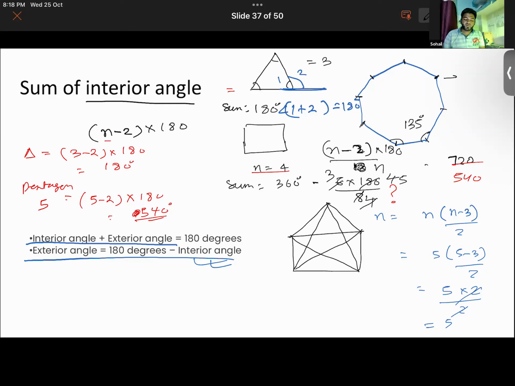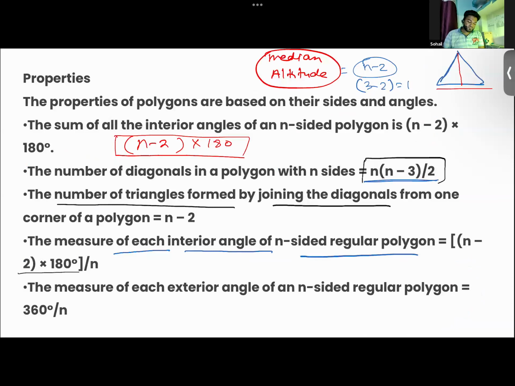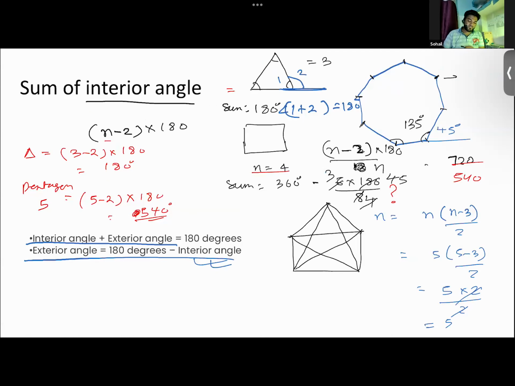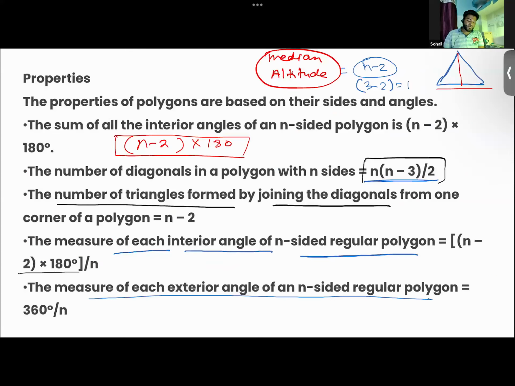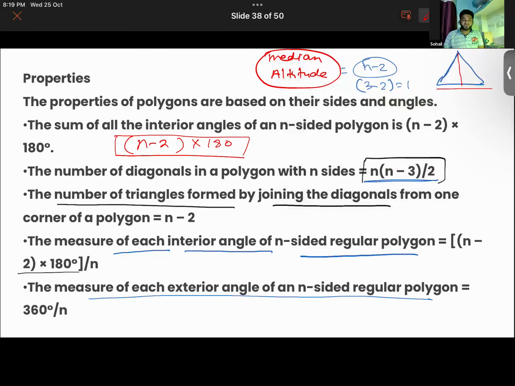Likewise, we can find the exterior angle also. So that is going to be 45 degrees over here. Then the measurement of each exterior angle will be simply 360 upon n. Using the formula, it will be 360 upon 8 over here, so that is again 45, right? Take a screenshot of all these formulas and note them down in your copy. That is very important. Sir, I've taken.